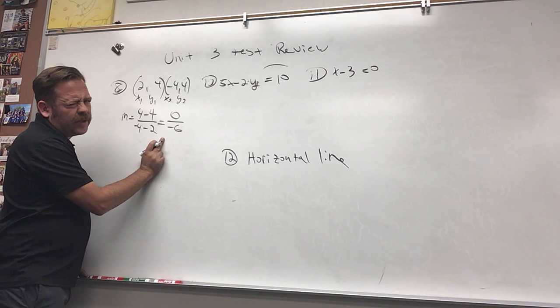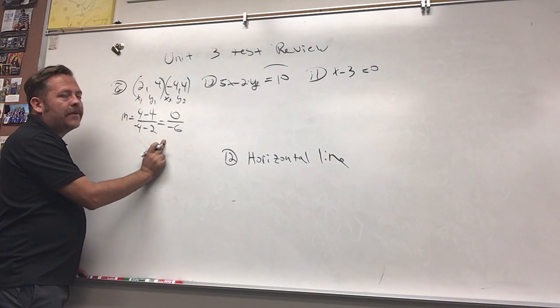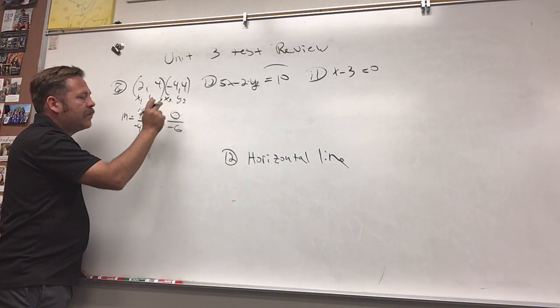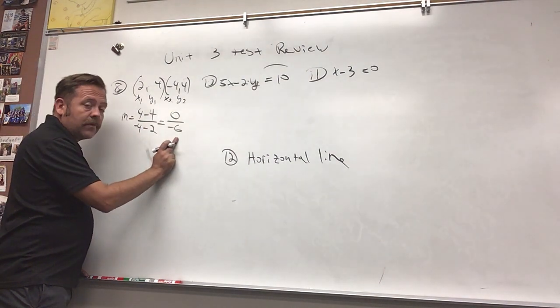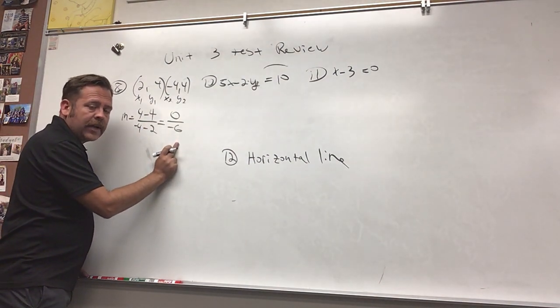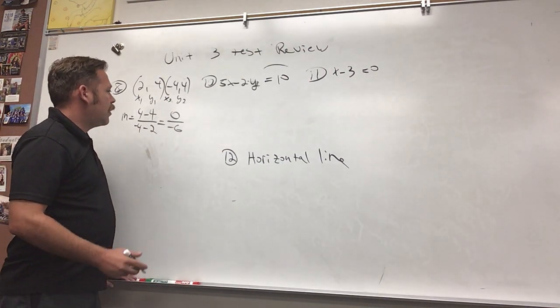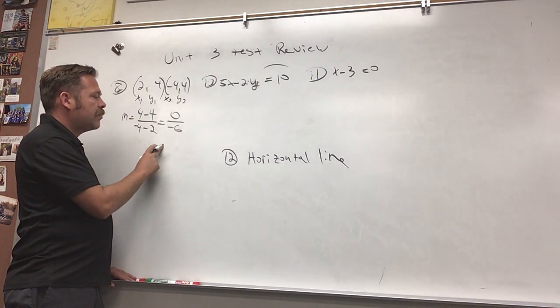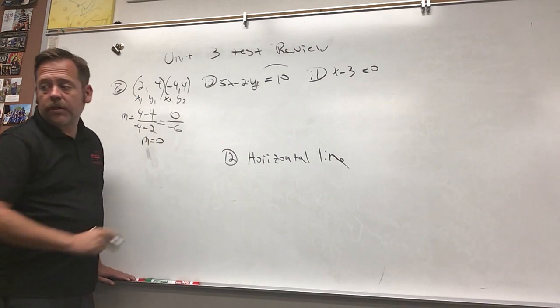All right, careful with this. 0 over anything, well, 0 over any number except for 0 is 0. So if you see 0 on top, it's going to be 0. 0 on the bottom is undefined. Okay, 0 on the bottom is undefined. All right, so this is 0 on top, the slope is 0. It is a horizontal line, this first one. M equals 0, horizontal line.